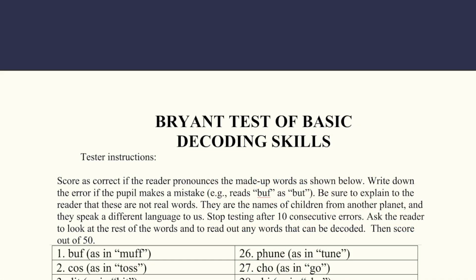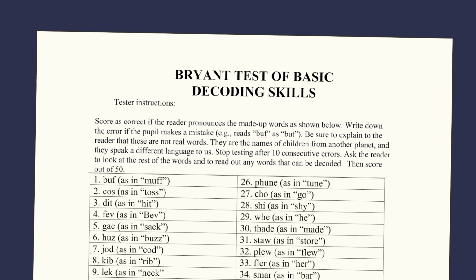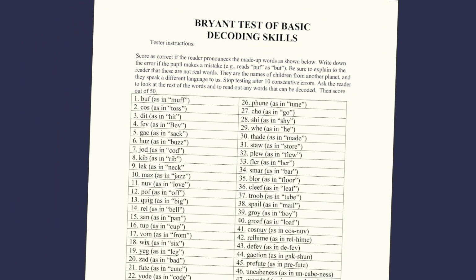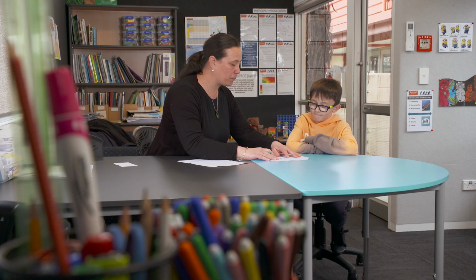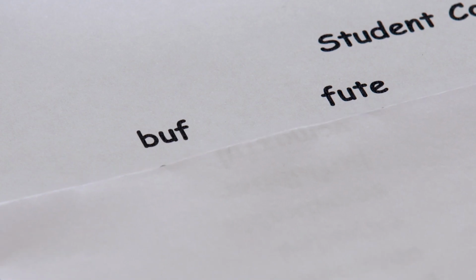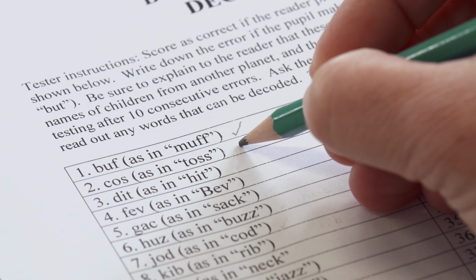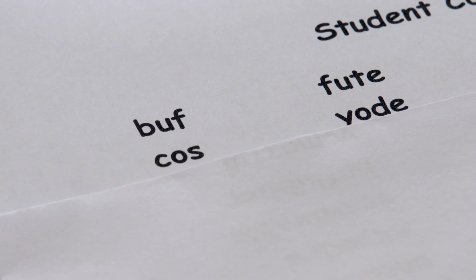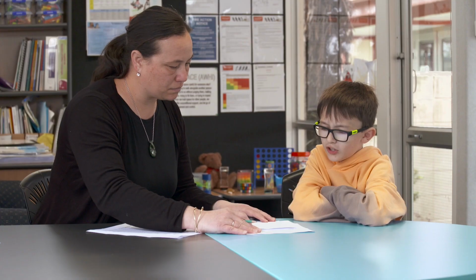Okay. Let's take a look at the decoding strategies that are being assessed. These non-words follow the single consonant, short vowel, single consonant pattern, CVC. Is the student able to identify single consonants and the 5 short vowels? Buff. Cuz. Dit.